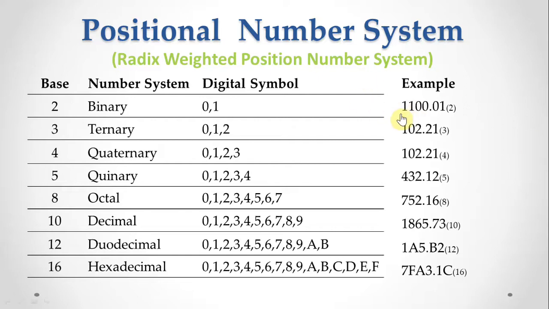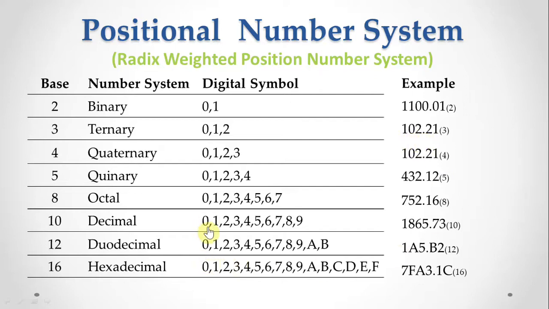To represent a number, the system is weighted by the base, and only the digit symbols of the respective number system are included. For example, binary can be represented by 0 or 1. We cannot represent any other numbers apart from 0 or 1. Similarly, for ternary, we need to represent with the numbers from 0 to 2. We cannot represent any other number.